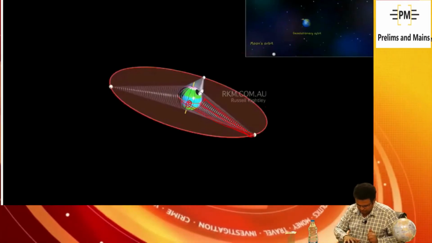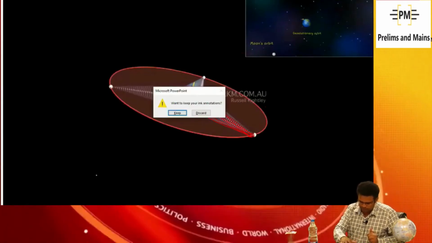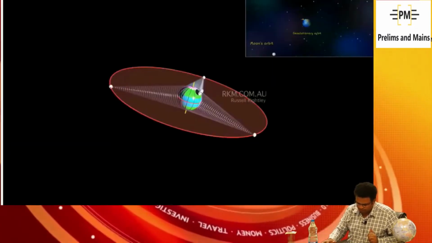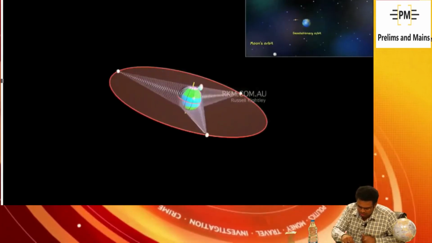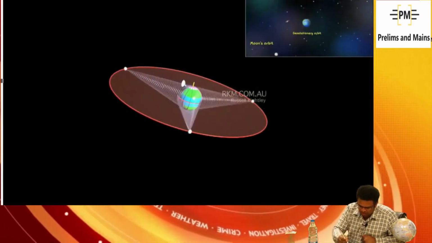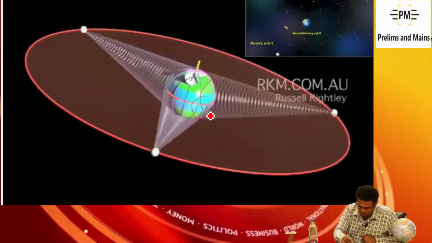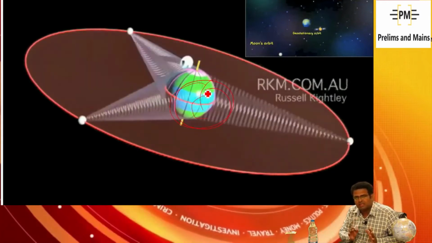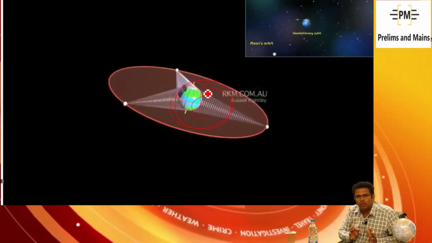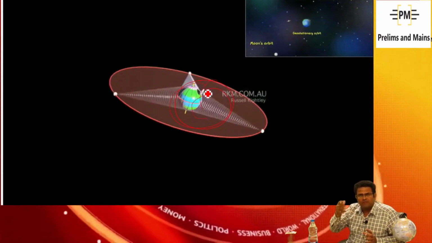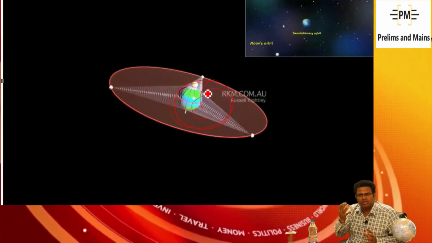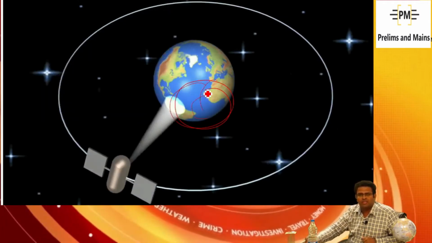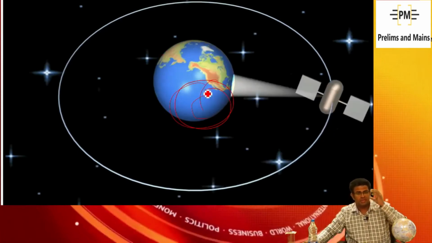You can see here that one third of the Earth is covered by a particular satellite, and it looks stationary. From any area within that one third of the geographical region where the satellite is covering its signal, it will always be visible. Is this clear?